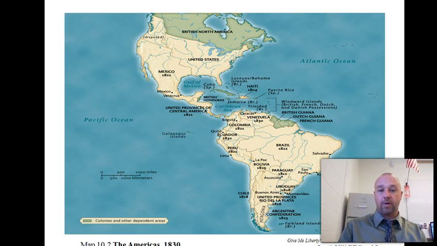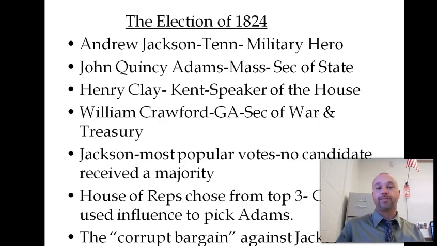So here is an image of North and South America. Cuba was hotly contested, and some Central American countries as well. Russia was exerting its influence down the West Coast. So this was a tremendous achievement for the Monroe administration.